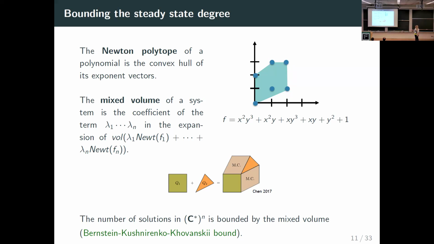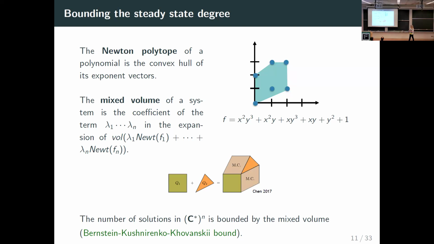What we can think about is the canonical picture. I think even Matthew had a similar picture in his talk of a square and a triangle. So I take the Minkowski sum of the square and the triangle. I look at the volumes of these mixed cells, and the volumes of those mixed cells is my mixed volume. In the two-dimensional case, it's very easy to compute because you just subtract off your original areas. And so we have this BKK bound, which tells us that the number of solutions in the algebraic torus is bounded by this mixed volume.